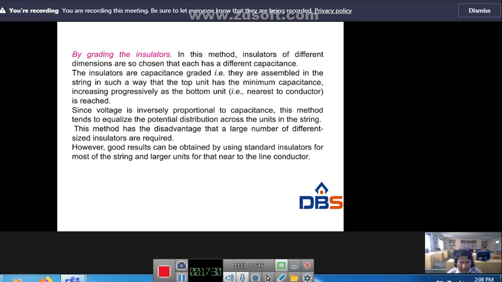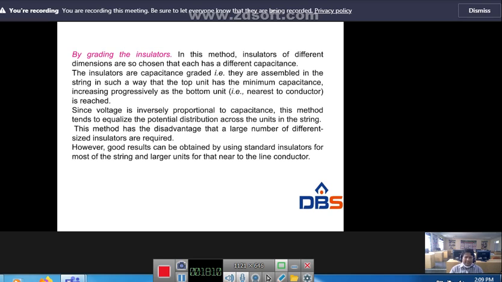Next one, by grading the insulators. In this method, insulators of different dimensions are chosen so that each has a different capacitance. Insulators are capacitance graded, that means they are assembled in the string in such a way that the top unit has the minimum capacitance, increasing progressively toward the bottom unit, nearest to the conductor, which has the highest value. Since voltage is inversely proportional to the capacitance, this method tends to equalize the potential distribution across the units in a string.